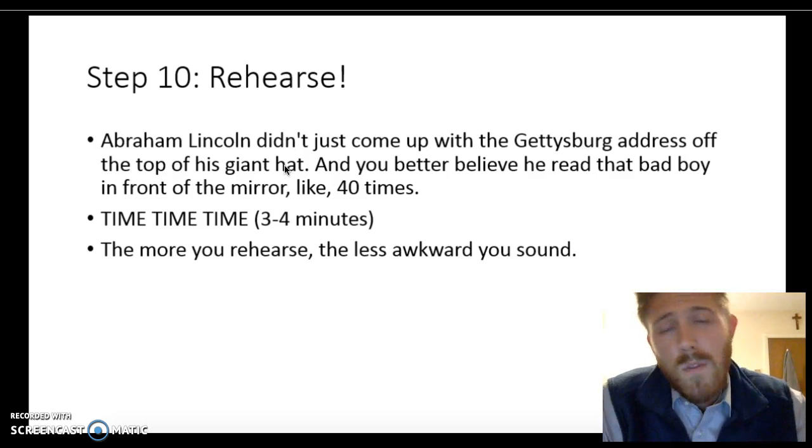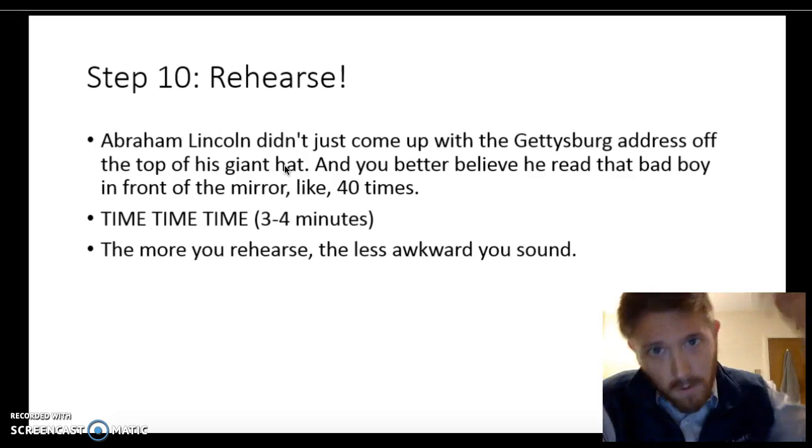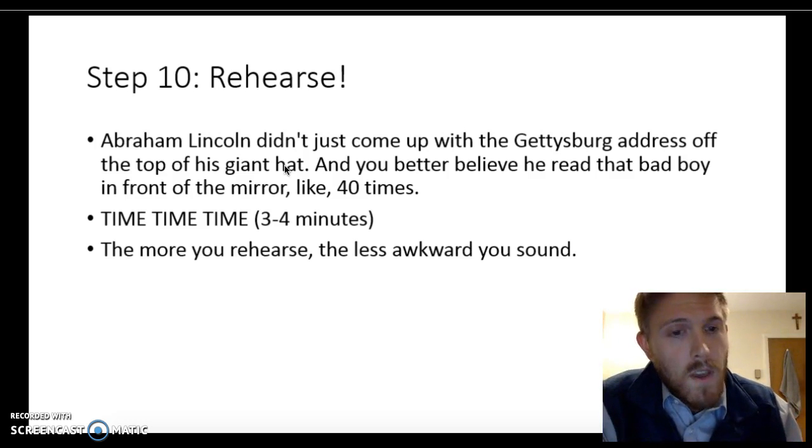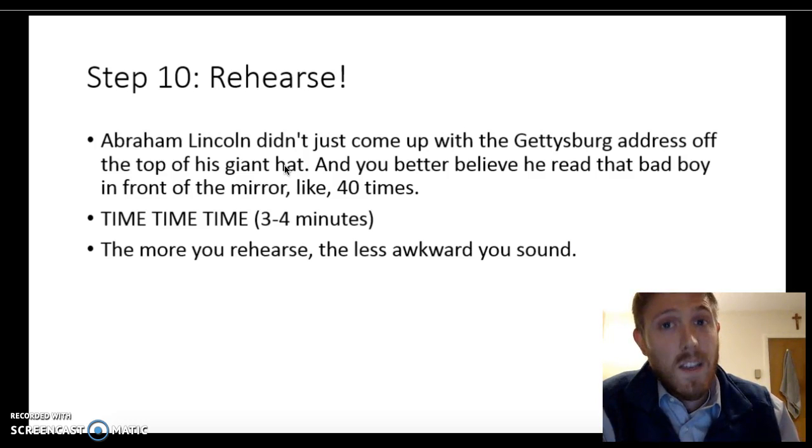Come on. I mean, the example I have is Abraham Lincoln. Like, Gettysburg Address, one of the most famous speeches in history. Lord knows he didn't come up with that off the top of his top hat. All right, he rehearsed that sucker for hours and days and time again in front of the mirror, which is what you should do.